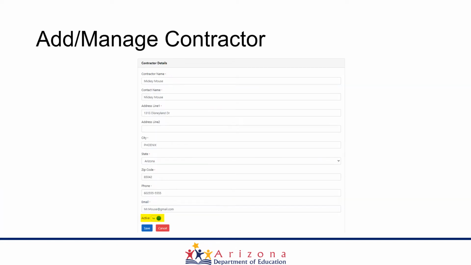The editing contract information, or to add or manage a contractor, shows the detail such as the name, the address, city, zip code, phone, and email. Here is again where you can indicate whether the contractor is active.